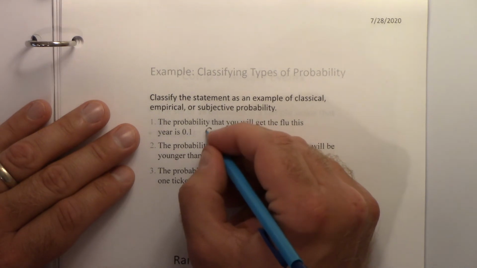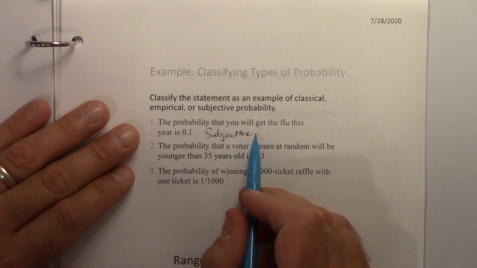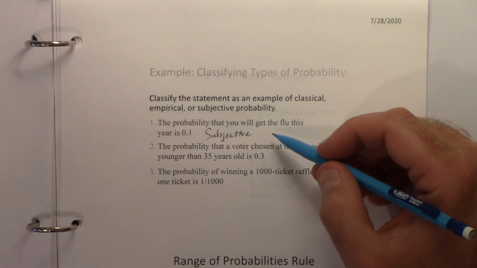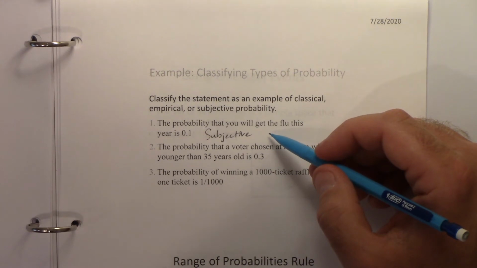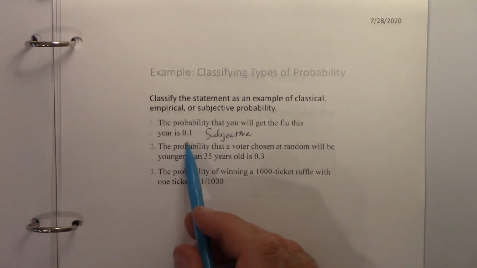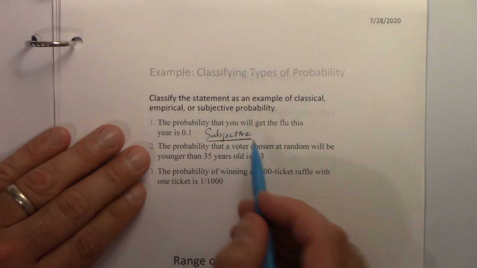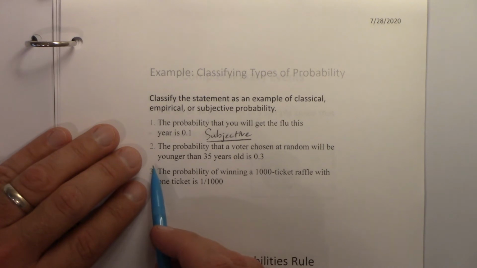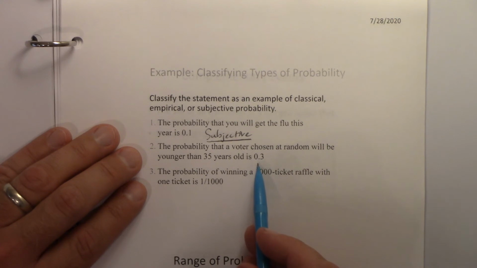So the first statement says the probability that you would get the flu this year is 0.1 or 10%. That's an example of subjective probability. That's an expert opinion. That's a medical opinion. It would be like any sort of medical prognosis where they say they feel the patient has a 95% chance of full recovery. You have a 10% chance of getting the flu this season. The flu changes from one year to the next. So that probability is subjective. It's based on expert opinions. The second scenario says the probability that a voter chosen at random will be younger than 35 years old is 0.3 or 30%.